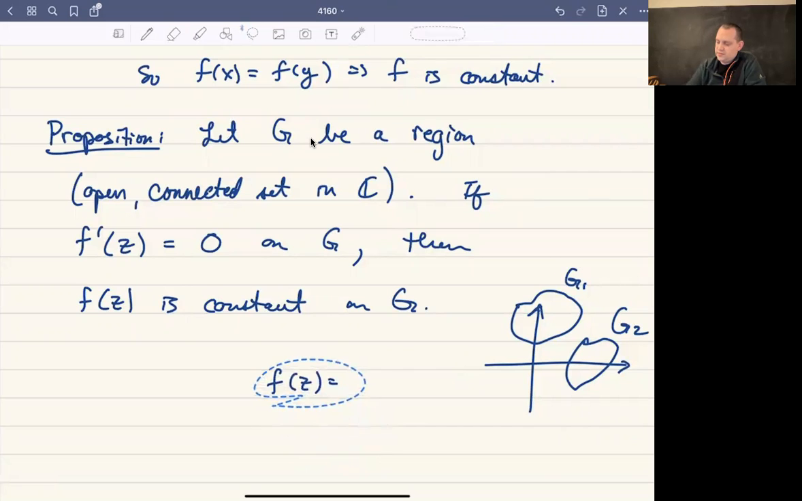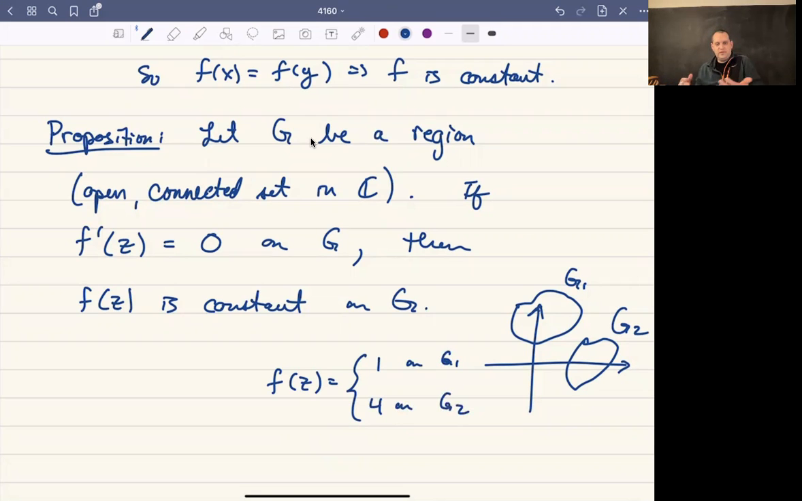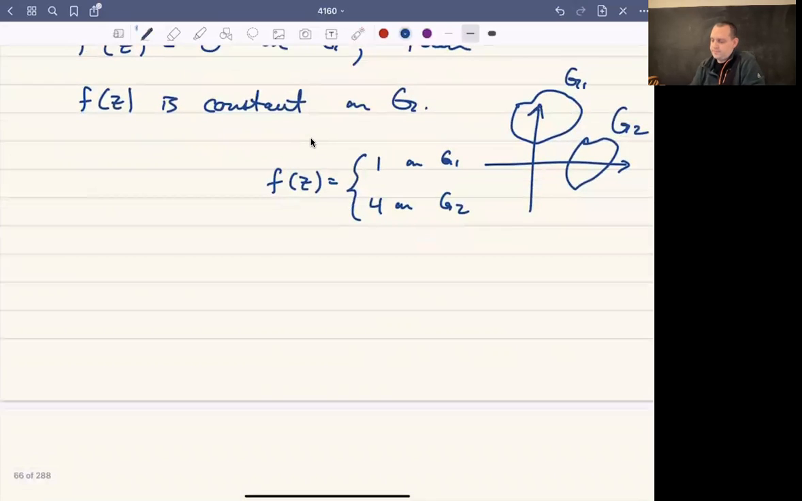So it turns out that you could have something like f of z is 1 for all the values in G1 and 4 for all the values in G2. And therefore the derivative is always going to be 0 because we have a constant function on each piece, but it's not a constant function overall, because the function has one output value over here and a different value over there. So that's not a constant function. So this connectedness piece is super important.